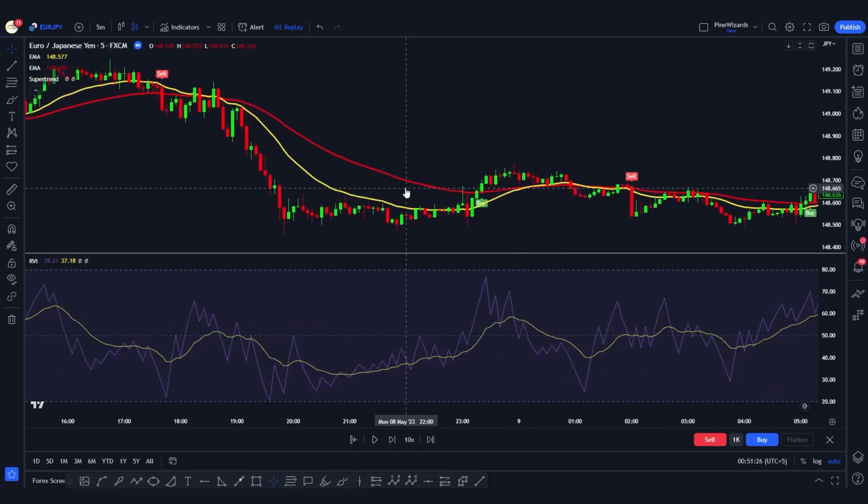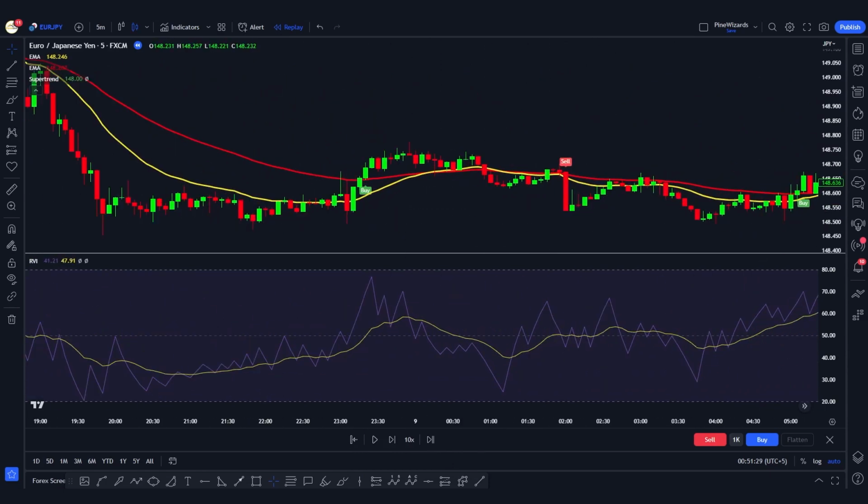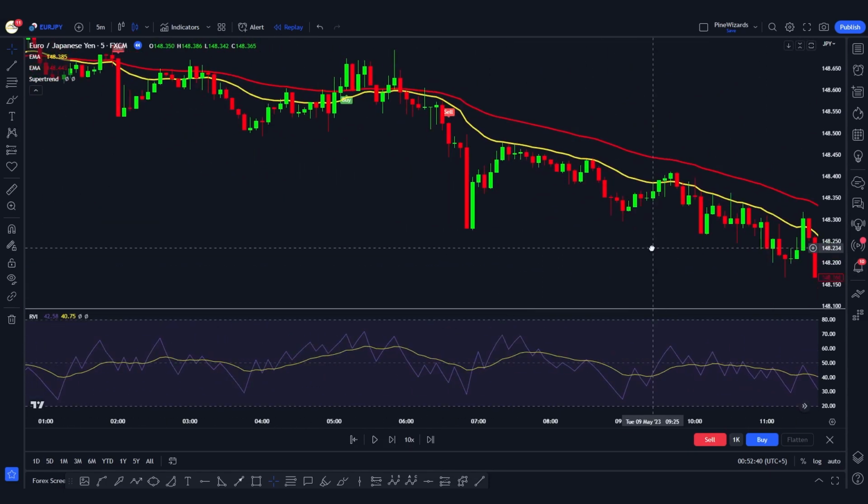Let's talk about the trading strategy that we're going to use for our trades. Now let's go ahead and talk about the trading rules for taking short positions.